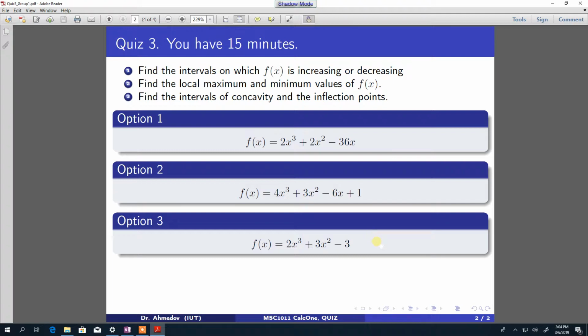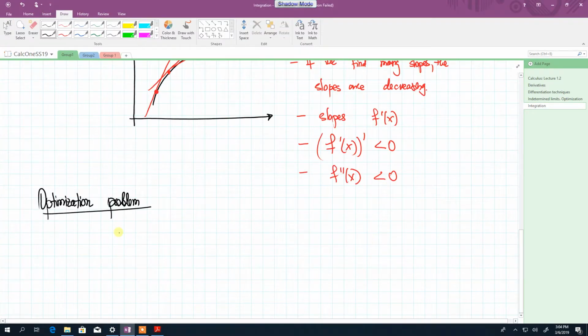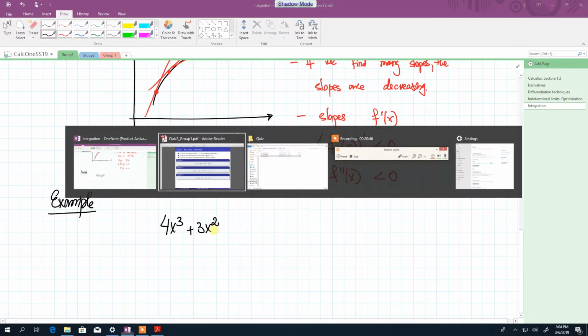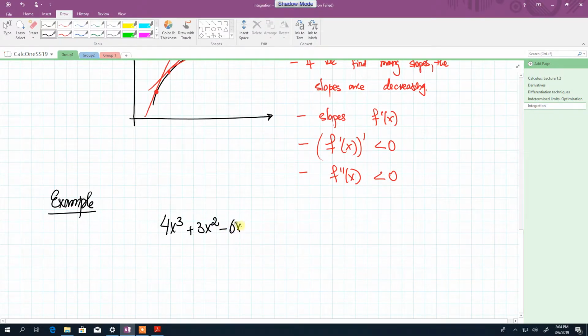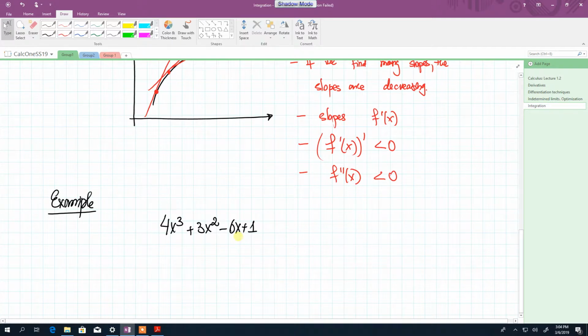Second option, right? So 4x cubed plus 3x squared minus 6x plus 1. We need to find the intervals where the function is increasing and decreasing, find the local maximum and minimum, find the intervals of the concavity, and find the inflection points, okay? So f of x is given like this.